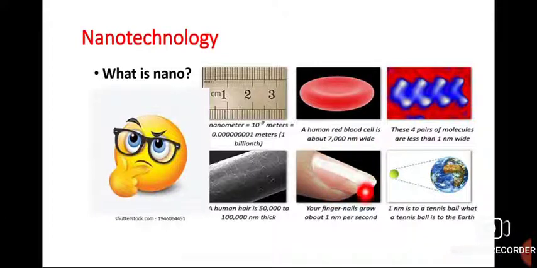See here, your fingernail grows about 1 nanometer per second. Just imagine, per second there is a growth in your nail of about 1 nanometer. So 1 nanometer is like a tennis ball compared to the earth. That is what a nanometer is on the nanoscale. Compare the earth and the tennis ball, then you understand the concept of nanoscale.